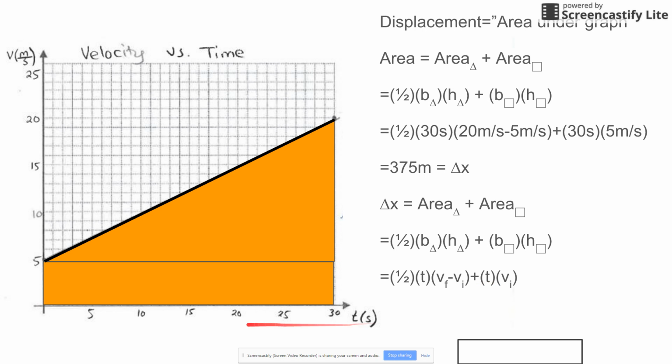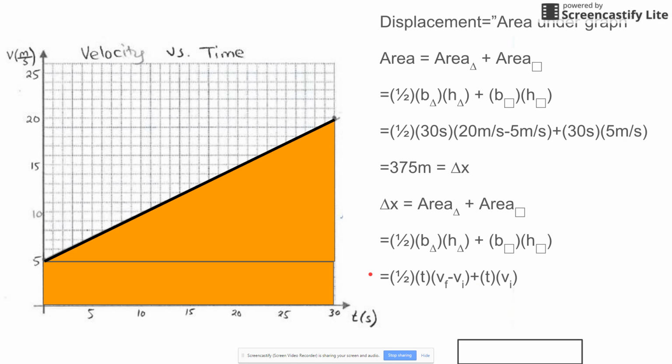The base of the rectangle is always going to be equal to the time. The height of the rectangle is always going to be equal to the initial velocity. So if I go from 0 to 5, my initial velocity is 5, and that's equal to the height of the rectangle. So there you go. There's the equation using all the variables instead of the numbers to plug in here.